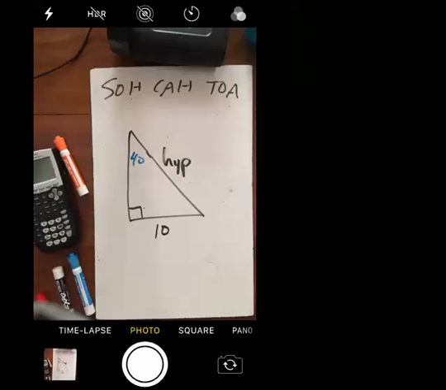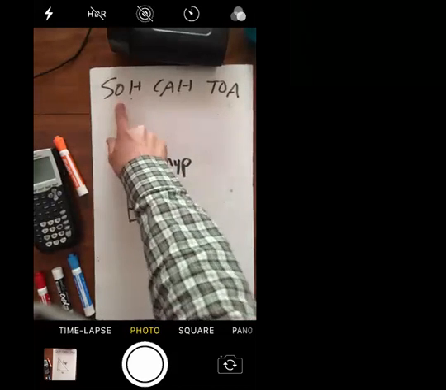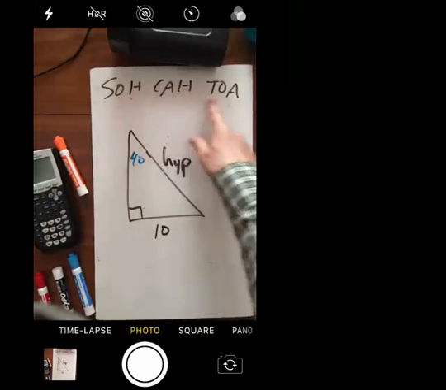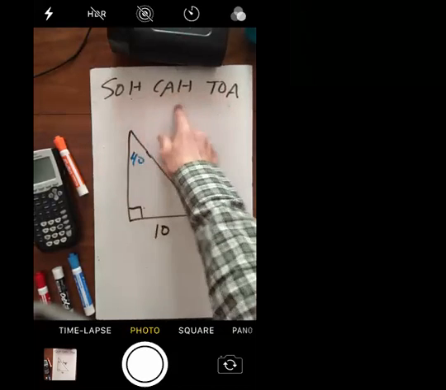In this video, we're going to review how to use right triangle trigonometry to find a missing side in a right triangle when we know one angle and when we know one side. So we want to remember sine equals opposite over hypotenuse, cosine equals adjacent over hypotenuse, and tangent equals opposite over adjacent. So, SOH CAH TOA.